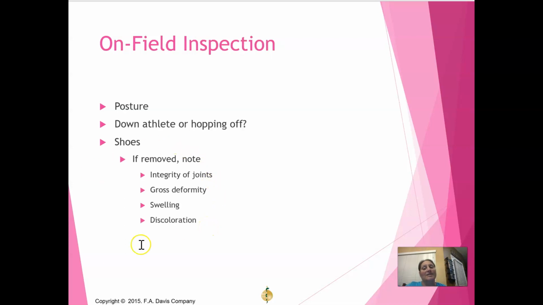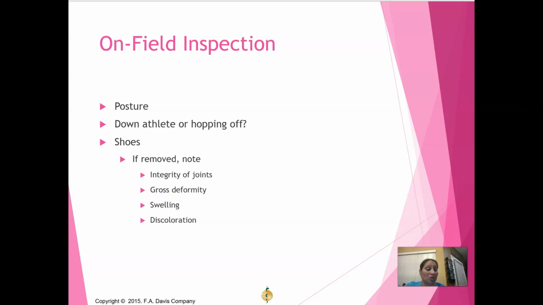Posture. How is the athlete faced? Are they walking normally? Are they hopping off the field? When we take the shoes off, now we can get a better idea of what's going on, where we're going through our hop and soaps. You know, what is the integrity of the joints, any deformity, swelling.